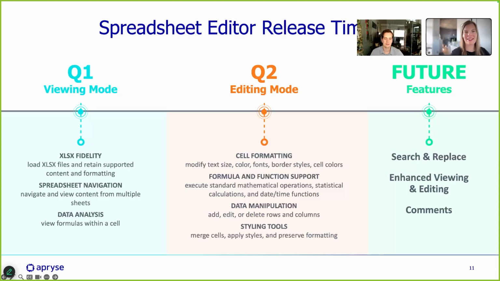All right, and now back to our release timeline for Spreadsheet Editor. As a refresher, in Q1, we released View Mode. View Mode provided the functionality to load XLSX files and retain supported content and formatting, as well as the ability to navigate and view content through multiple sheets and view formulas within a cell. And in Q2, we built upon the View Mode release with our awesome Edit Mode. That includes all the amazing things that we just went over in the demo, such as cell formatting, going through the different formulas and functions, manipulating our data, and styling cells and applying styles to text.